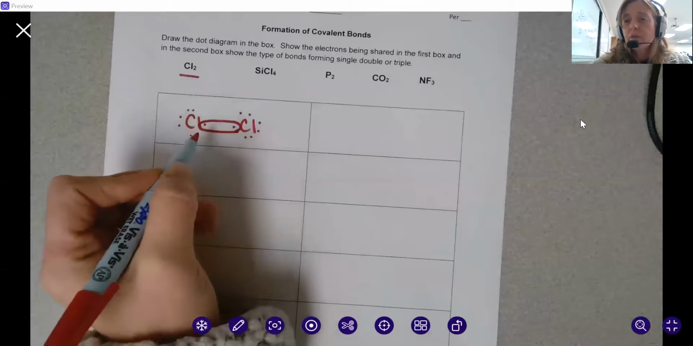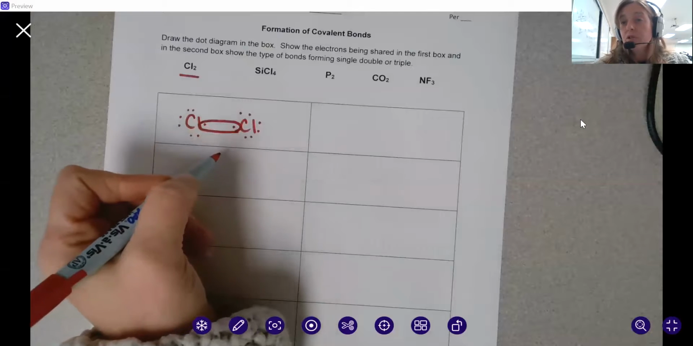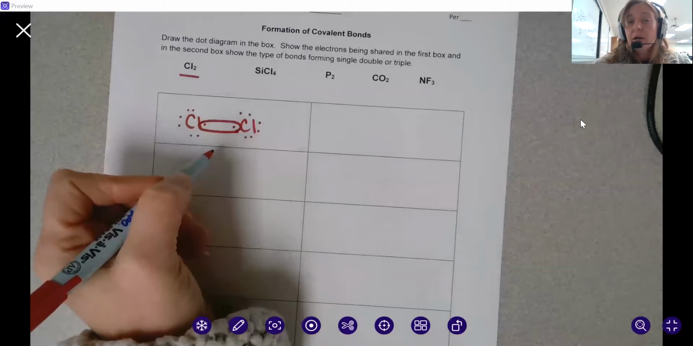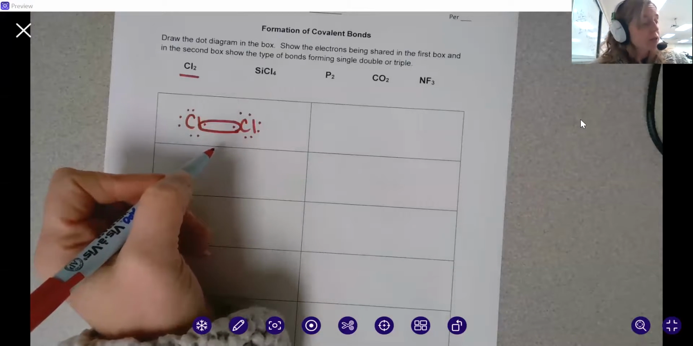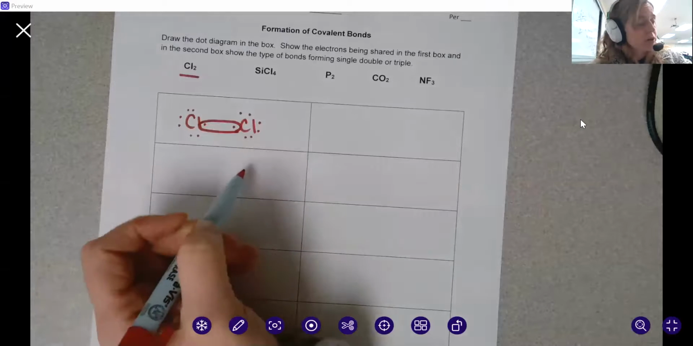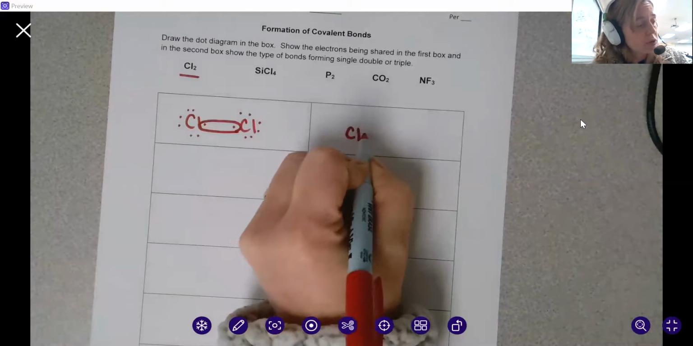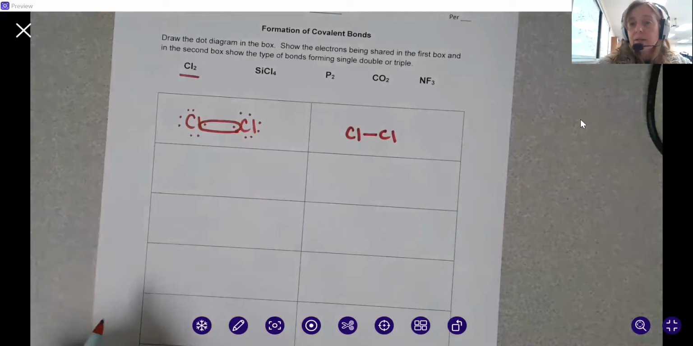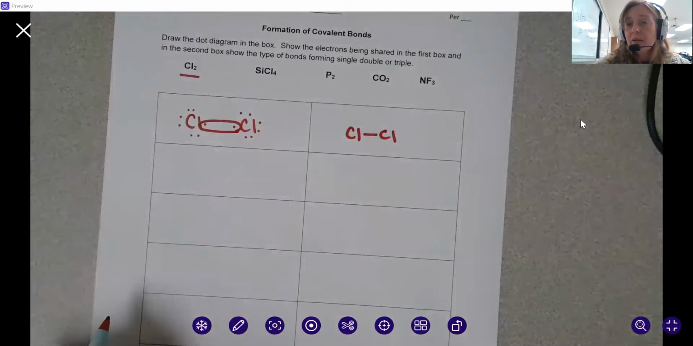Remember, every covalent bond can only have a maximum of 2 electrons. So 1 pair equals 1 covalent bond. Now, after I show you the valence electrons, on the right side, I'm just going to show you the bond. Okay, so that's a single covalent bond between 2 chlorine atoms. And that's the molecule for Cl2.